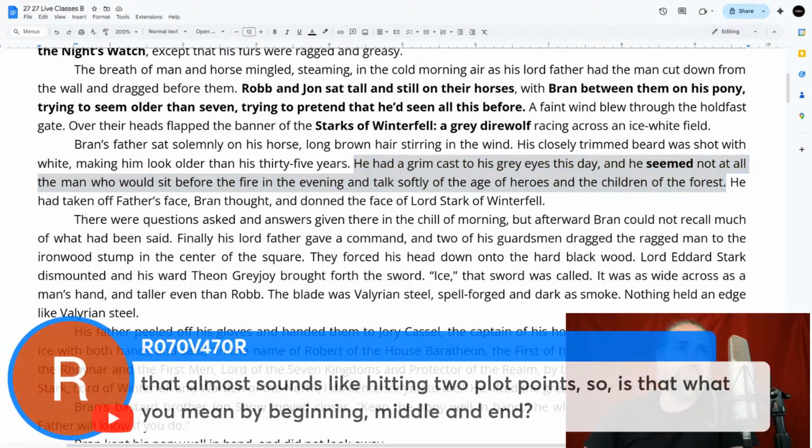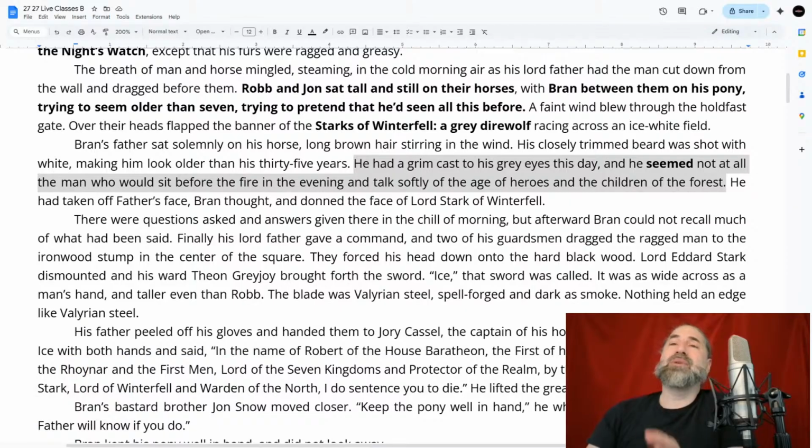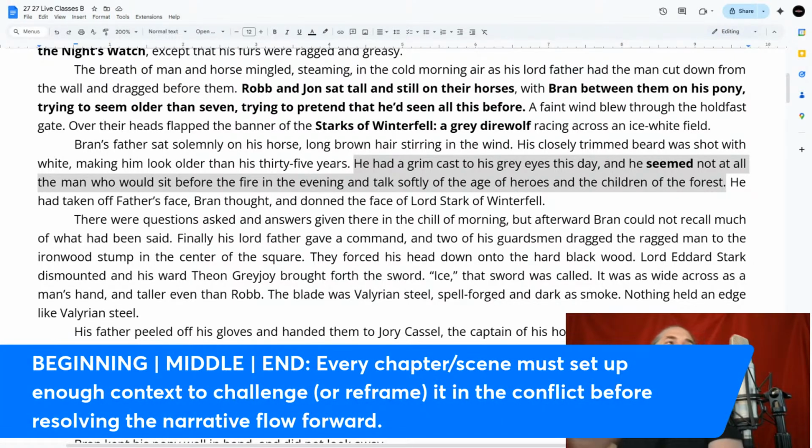That almost sounds like hitting 2 plot points. So is that what you mean by beginning, middle, and end? No. A beginning, middle, and end. Every chapter scene must set up enough context, that's the beginning, to challenge or reframe it in the conflict, that's the middle, before resolving the narrative flow forward, which is the end or the resolution.